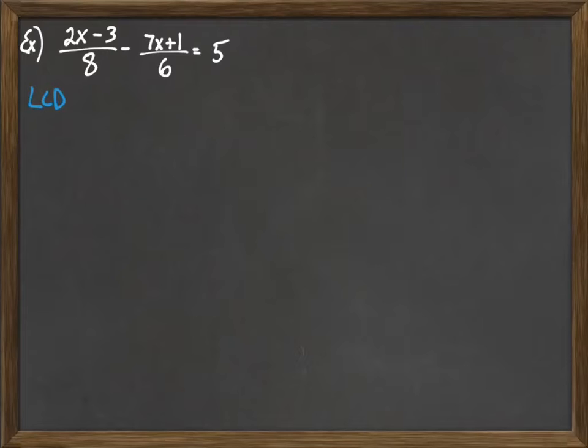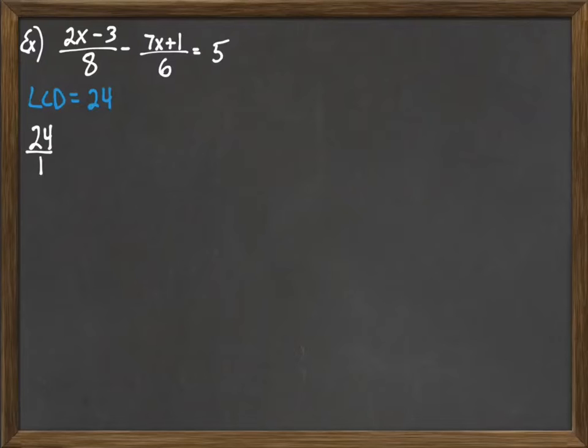So we look at our two denominators here, which are 8 and 6. For 8 and 6, the common denominator will be 24. Now you may have thought 48. 48 will work. You'll just have a little bit more simplifying to do later on. So here our common denominator is 24, and so we want to multiply through by 24.